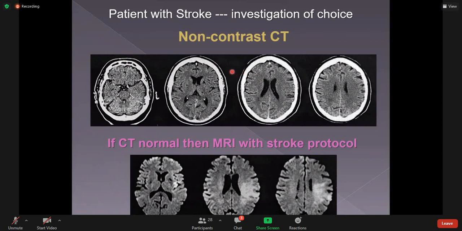We do CT first because in the emergency setup it is available, and sometimes we don't know the history of the patient. There may be a metallic implant in the body, and we have to rule out the hemorrhage.